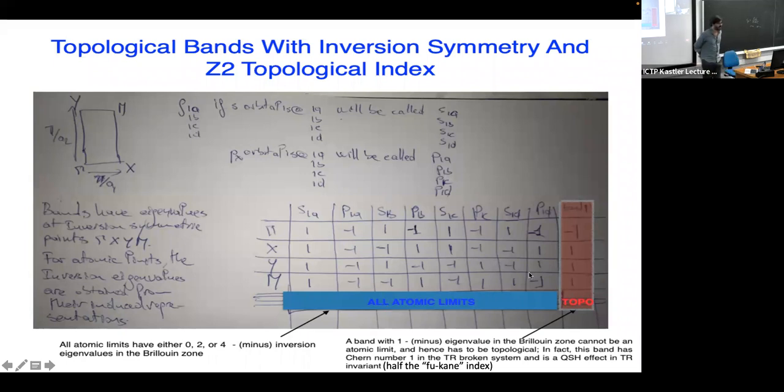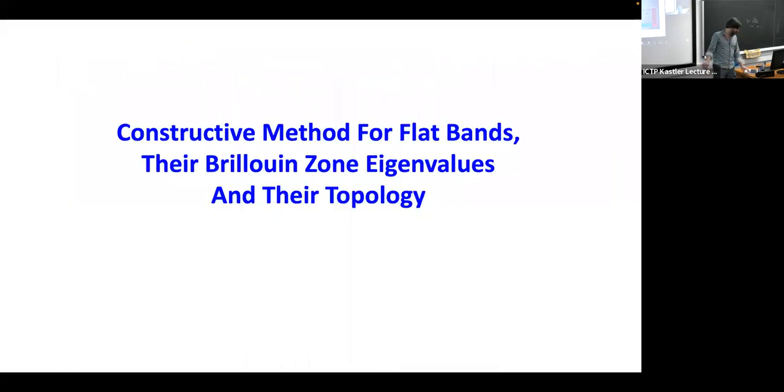And what you see immediately is that the atomic limits, for example, have an even number of negative eigenvalues, or an even number of positive eigenvalues, not an odd number. So you immediately see that there's a topological band here, and the topological band is the band that has an odd number of inversion eigenvalues, and this is just half of the Floquet index. If I had a band that had an odd number of inversion eigenvalues, I would immediately know it's topological, and that's the Z2 index. So this can be replicated for all the groups, and it's something that we'll use constantly during this talk, so I thought I'd point it out.